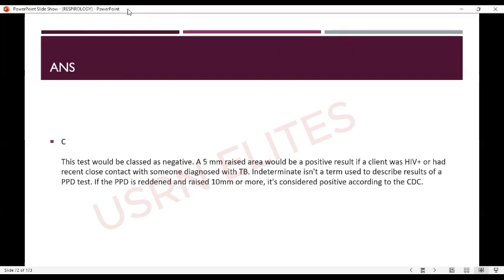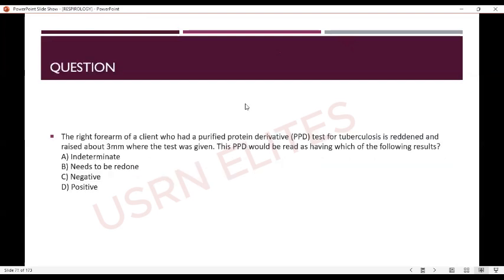Intermediate is the term used to describe results of a PPD. If the PPD is reddened and raised, it is considered positive according to the study. Please, let's mute up. Please, let's mute.